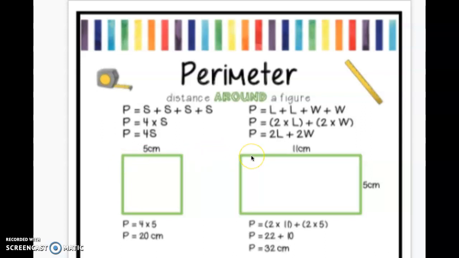In this example, I have a rectangle. All of the sides added together would be the perimeter. But in this case, I know that opposite sides are equal. Since this long side is 11 centimeters, this side is 11 centimeters. So 11 plus 11 is 22. My right side is 5 centimeters, so my left side is 5 centimeters. 5 plus 5 is 10. When added to my 22, the answer is 32. So this rectangle has the perimeter of 32 centimeters.